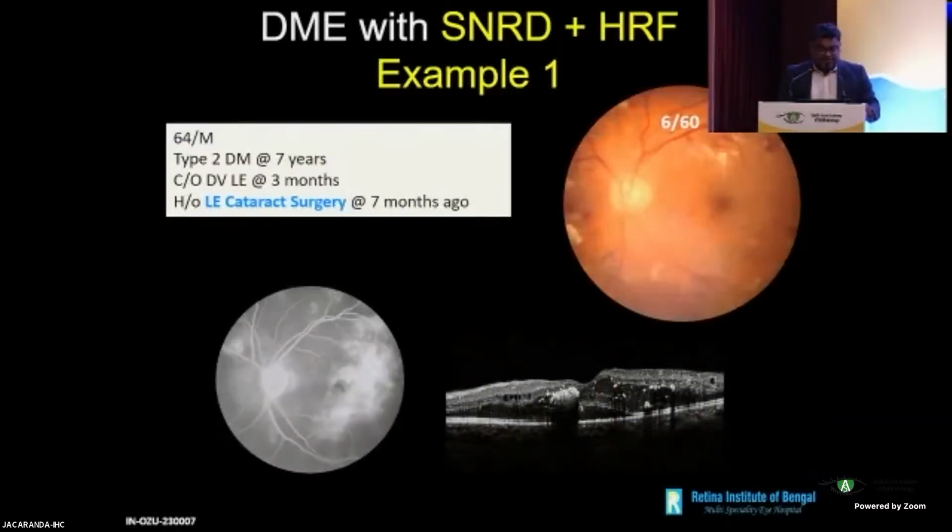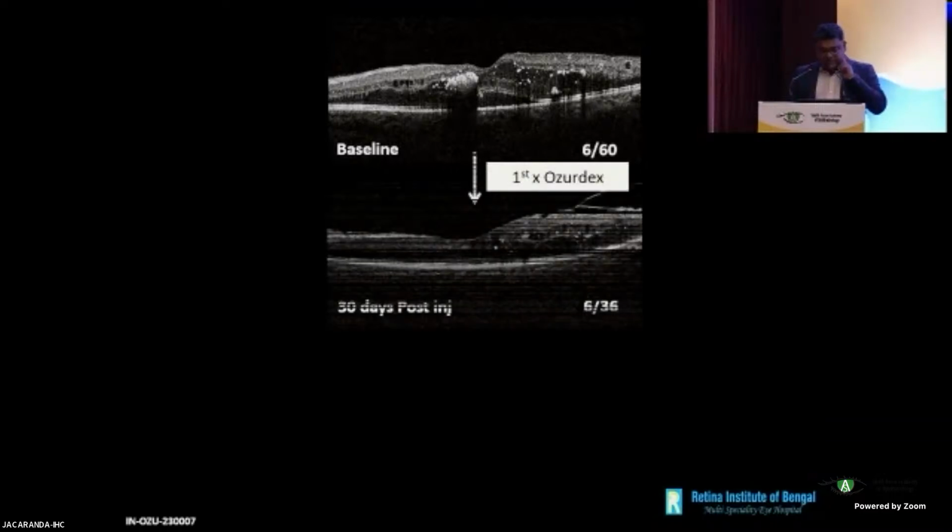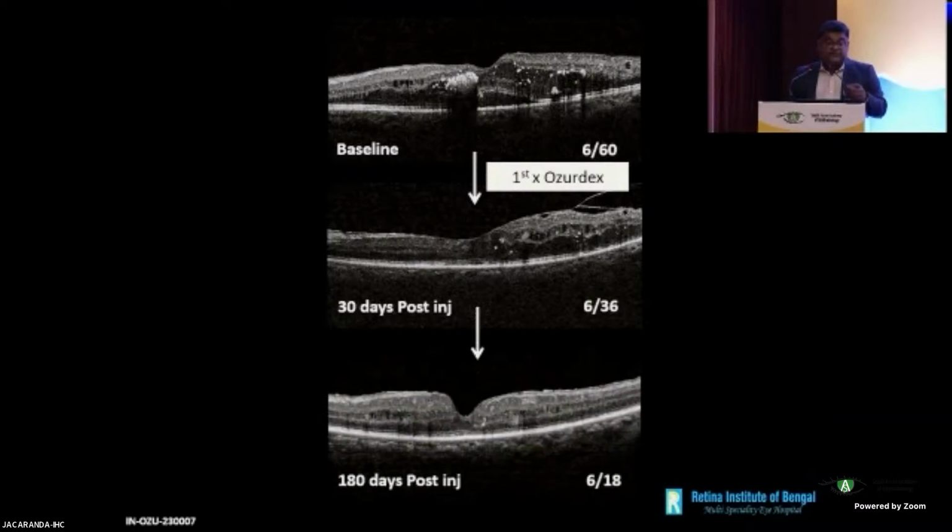Here is a case of DME, a 7-year diabetic patient who had a history of cataract surgery 7 months ago. You can see a lot of angiographic CME, subretinal fluid with intraretinal fluid and hard exudates. So I give an injection of Ozurdex. This is 30 days later. There is still some persistent IRF, but we know this drug has a sustained effect, and you can now see with that single injection, 6 months later, the patient is doing very well.